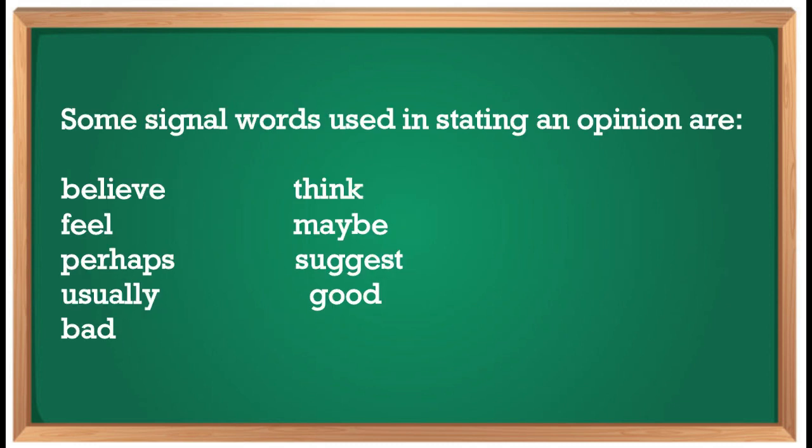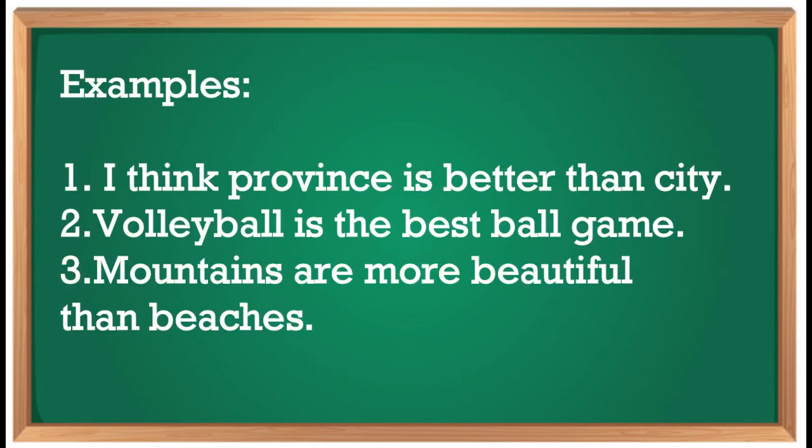Some signal words used in stating an opinion are believe, think, feel, maybe, perhaps, suggest, usually, good, and bad. Now let's go back to our examples. Can you see the signal word being used in the first sentence? That's a nice observation. The word think makes this an opinion. How about the second and third example? Yes, the words best and beautiful show that these are just a person's preference. And some people may have a different preference.